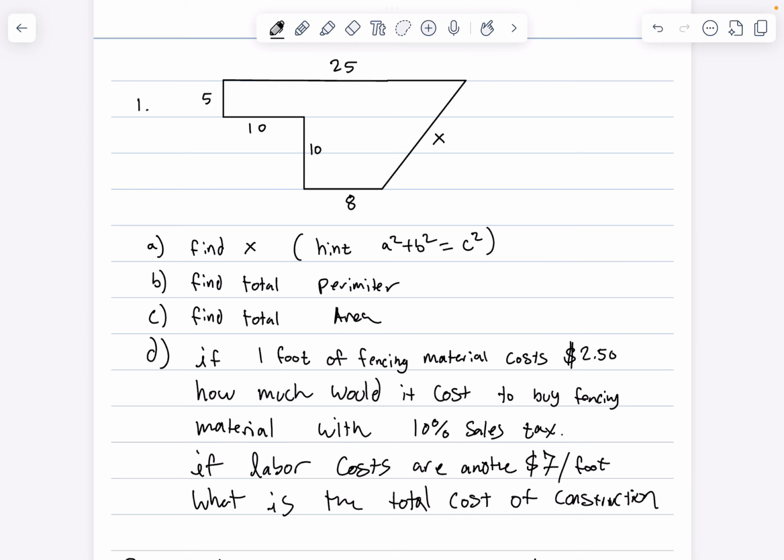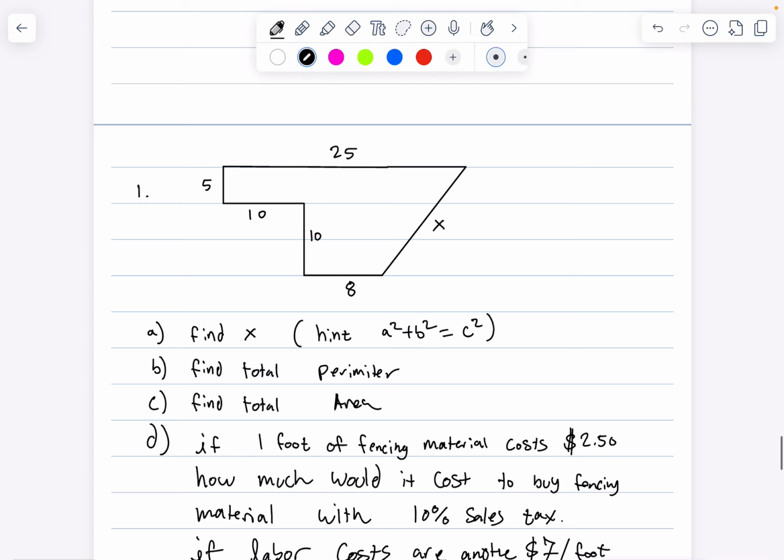Alright, so let's go over the homework. So this is the first question. Let's do it in blue. The first one says find x, okay?